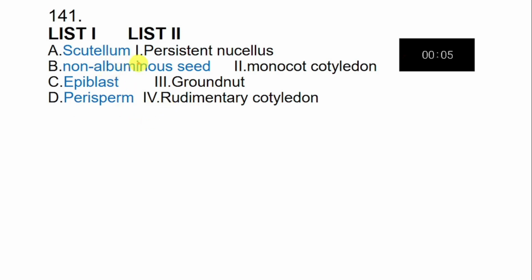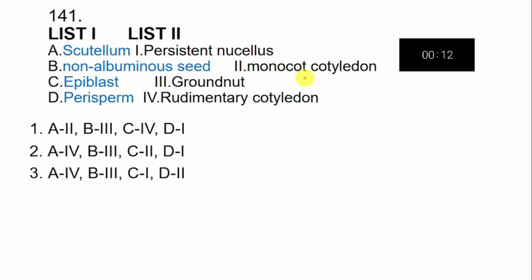Next question. Match question. Scutellum is the cotyledon of monocot. Option 2, A2. A2 is in 1 and 4. Then B is either 3 or 4. Non-albuminous seed, it is groundnut, B3. So A2 and B3 is only in option number 1.